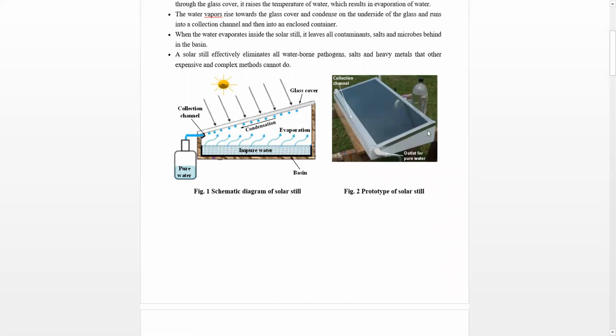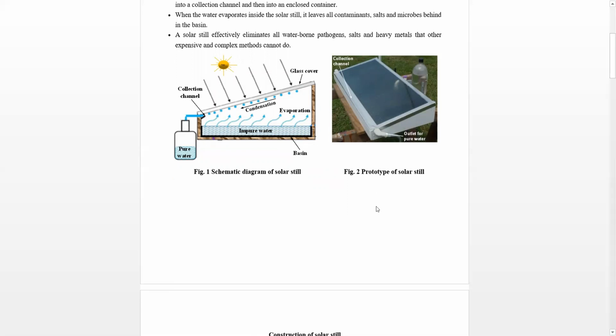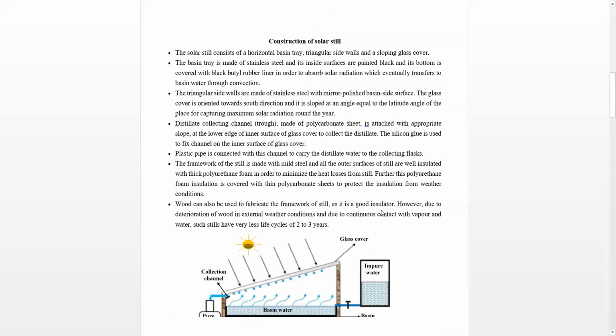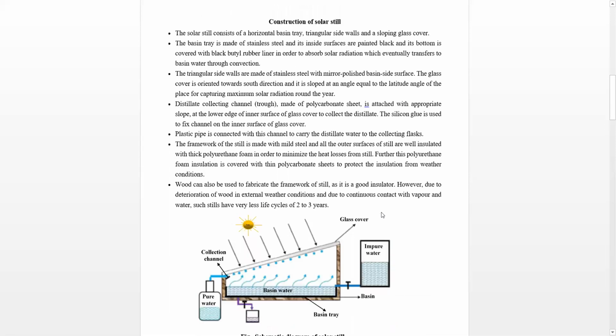Now, the inside surfaces of the side walls towards the basin side are made of mirror polished surface, so that any radiation which enters through the glass but strikes the wall will be reflected towards the basin, right? That is why the inside surface of these side walls should be a reflecting surface. Coming back to the original bullet point, the triangular side walls are made of stainless steel with mirror polished basin side surface.